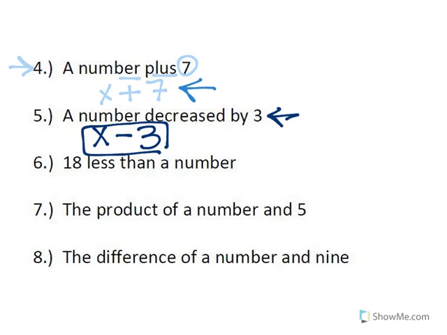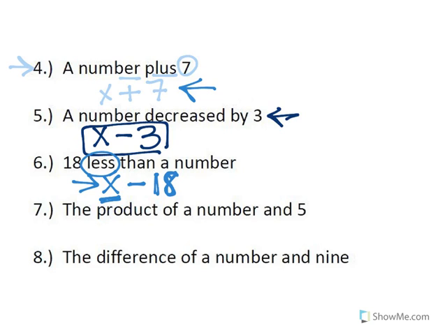18 less than a number. Let's use X again. So 18 less than a number. So I would take a number, and I put that in quotes, so that number we don't know, we're marking it as a variable, and we are taking away 18 because of that term we heard, less. Okay, keep going down here to number 7.